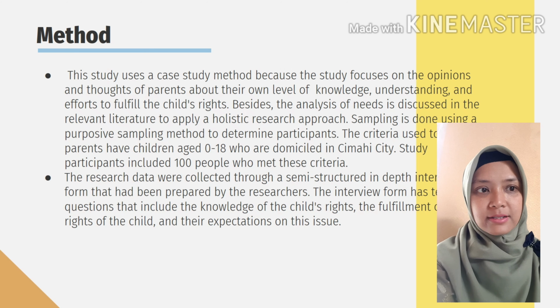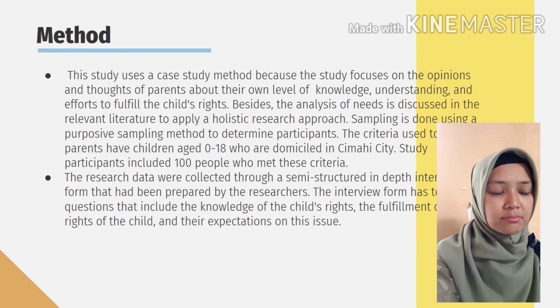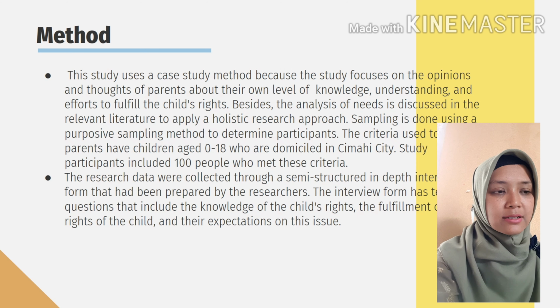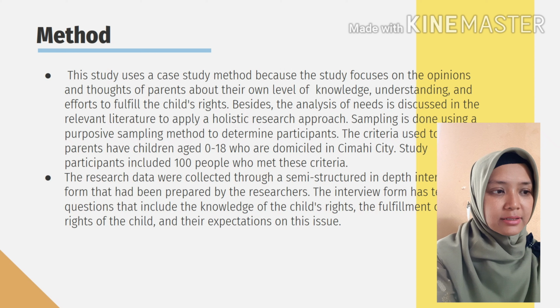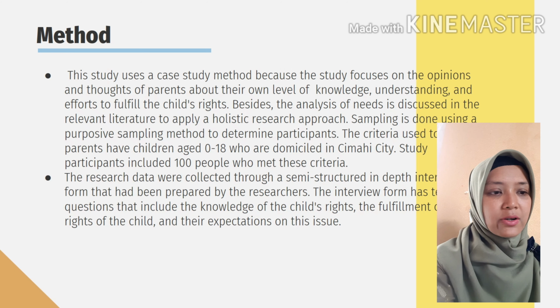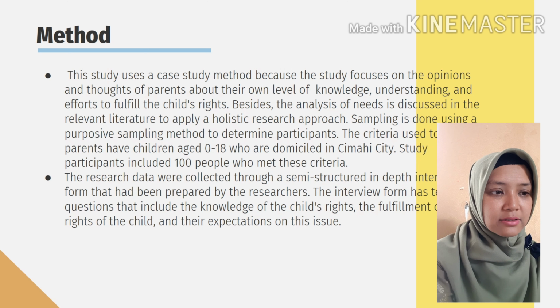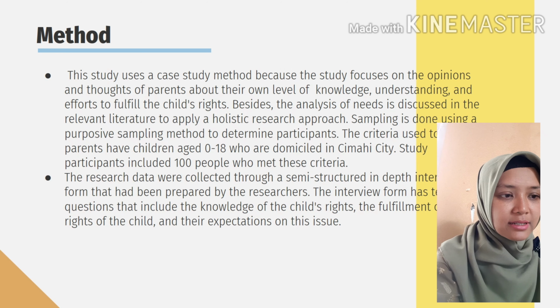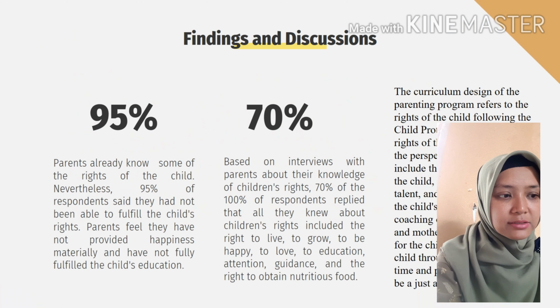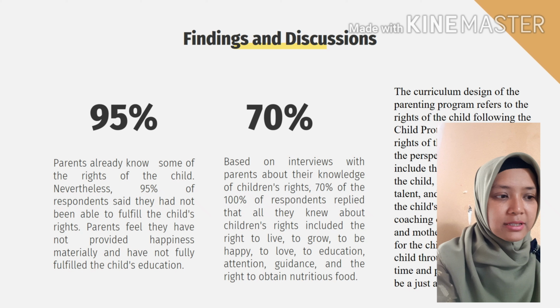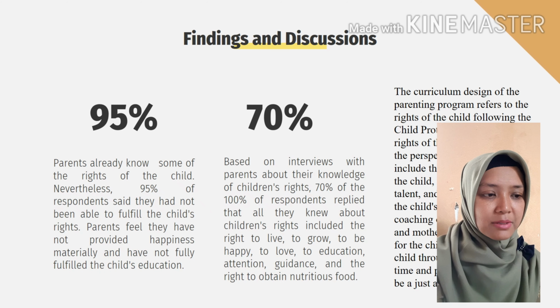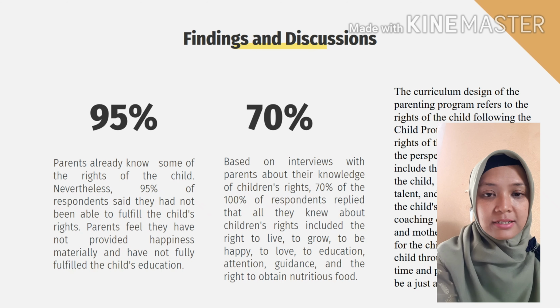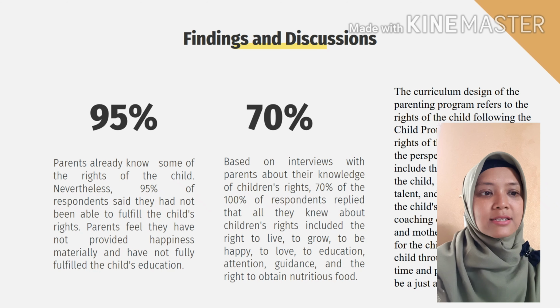Okay, for the findings and discussions, the researchers found that 95% of parents already know some of the rights of the child. Nevertheless, 95% of respondents said they had not been able to fulfill the child's rights. Ideally, parents feel they have not provided happiness materially and have not fulfilled the child's education right.